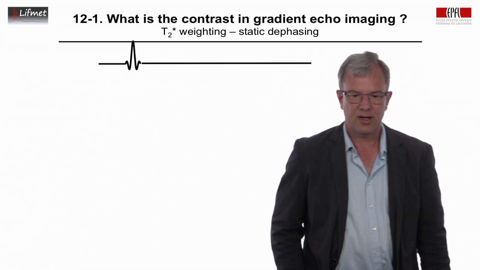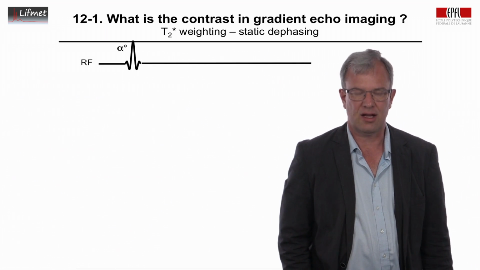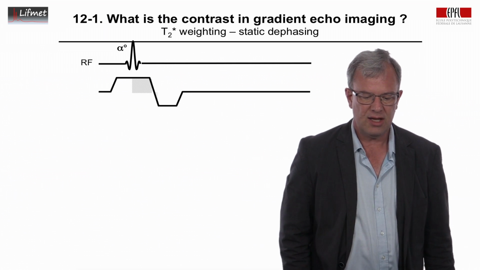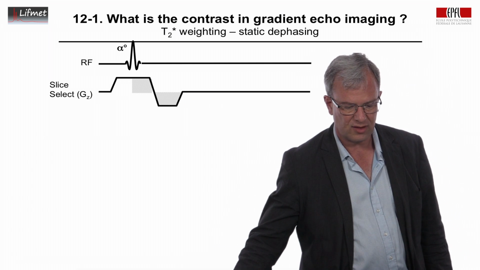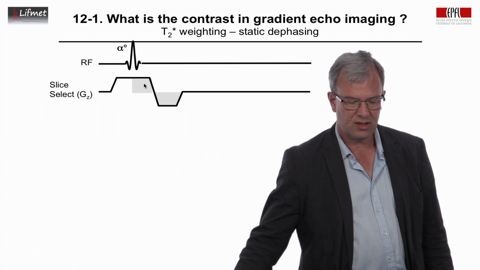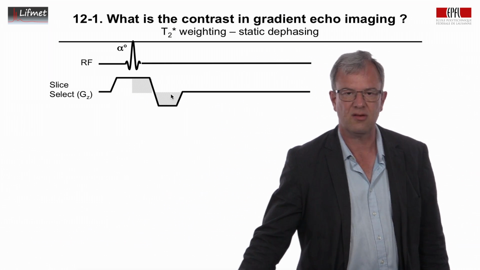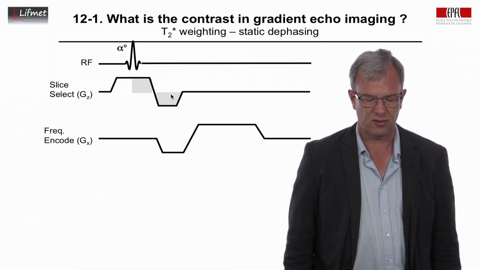So we have the RF pulse, which is at an alpha degree. We need this pulse to generate transverse magnetization. It is done with slice selection. So we're selecting a slice here, and the areas of these two gradients are equal but opposite. This is refocusing, so we have maximum signal.